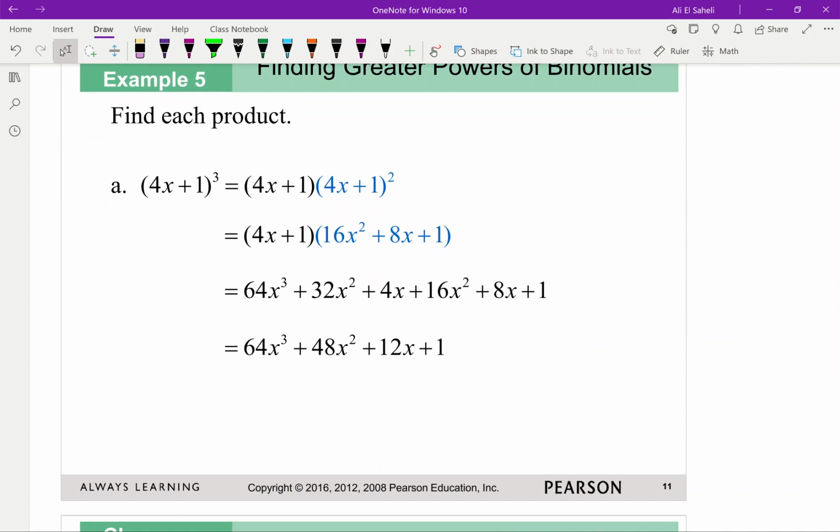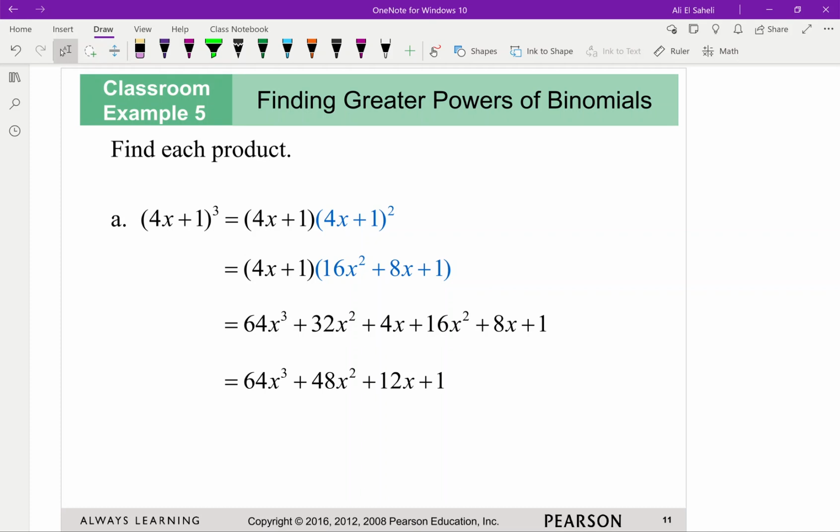Find each product. All right. Now, raising a binomial to the power 3 means you multiply it by itself 3 times. So this is multiplying by itself once, and this is the third time. But this, we already know, it looks like a plus b squared. Okay, where in this case a is 4x and b is 1. So we can use that.